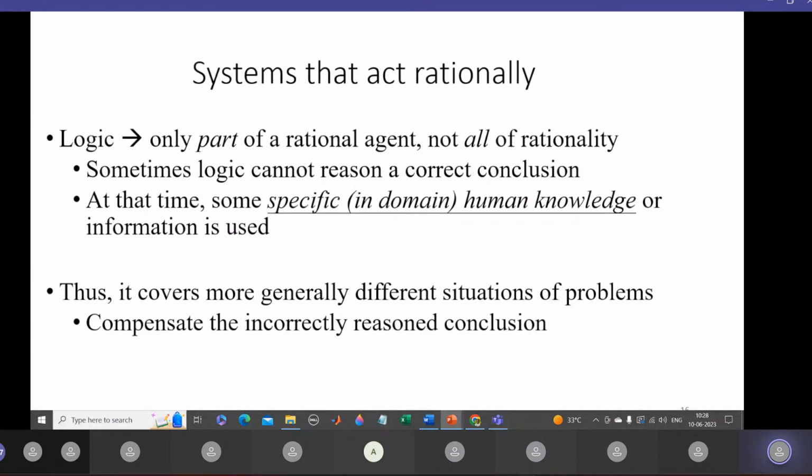And sometimes logic cannot reach a correct conclusion, and some specific information has to be used. That is, human knowledge has to be used. So it covers more generally different situations of problems. So you have to compensate. When we have a mistake, what you're supposed to do is compensate for that. So you have to give reasons for that, making it right.